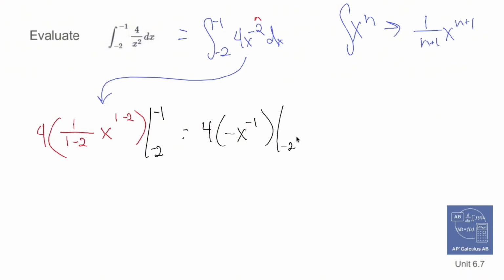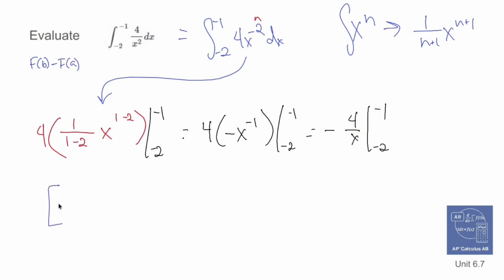Limits are -2 to -1. Let's rewrite that out one more time. Let's drop x to the -1 to the bottom and bring that negative out. So -4 over x, with my limits being -2 and -1. Okay, let's plug stuff in. And remember the rule, right? This guy. So we're going to plug in our upper limit. We're going to plug in our lower limit, subtract the one from the other.